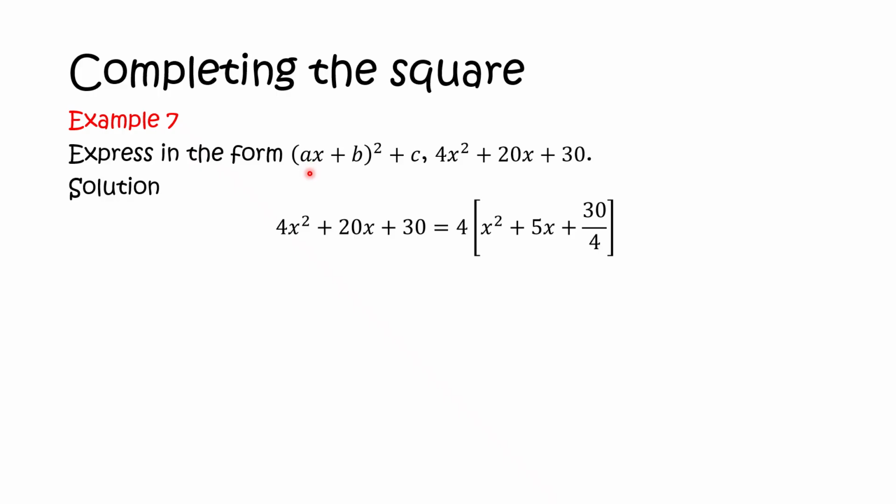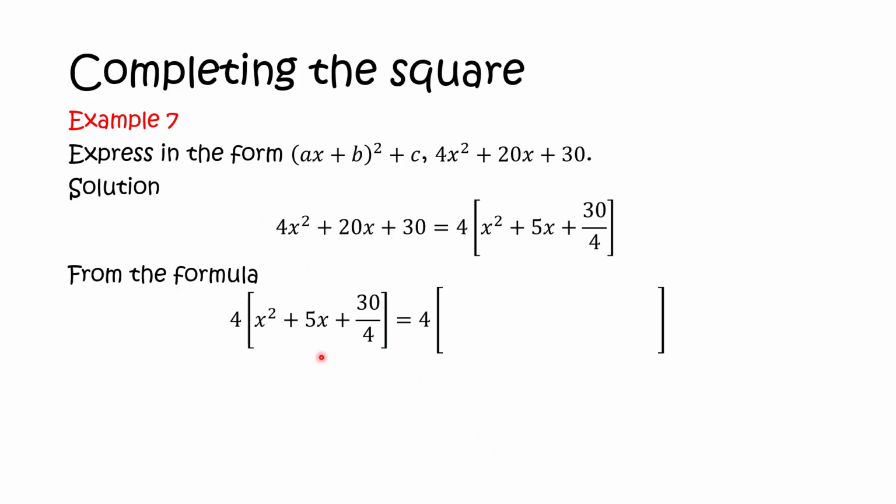The a is inside the curved bracket. So we are not going to leave the a outside as we did in the previous examples. So now let's have that in mind. Now, continuing, we are going to find half of the coefficient of x, which is 5 in this case. If we do that, we are then able to substitute into the formula.